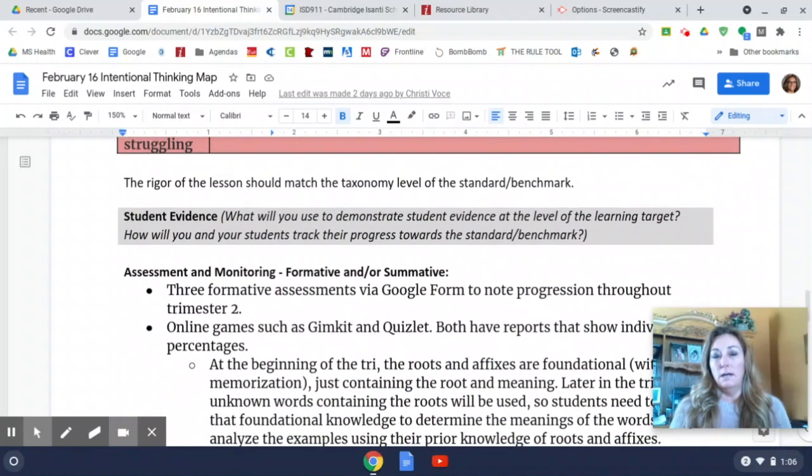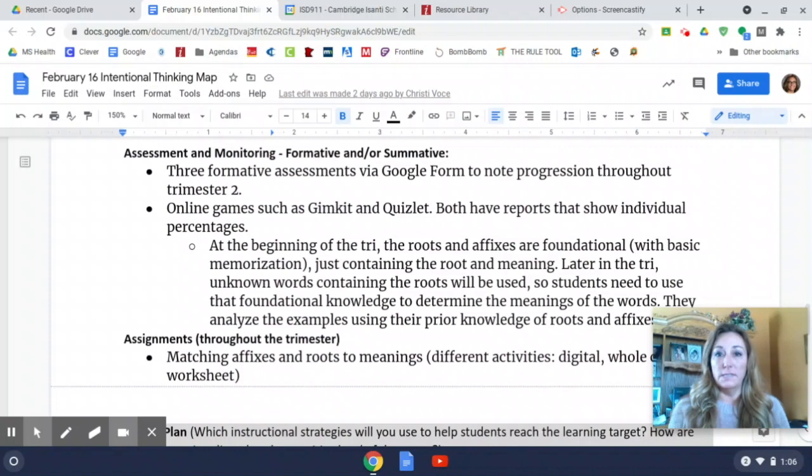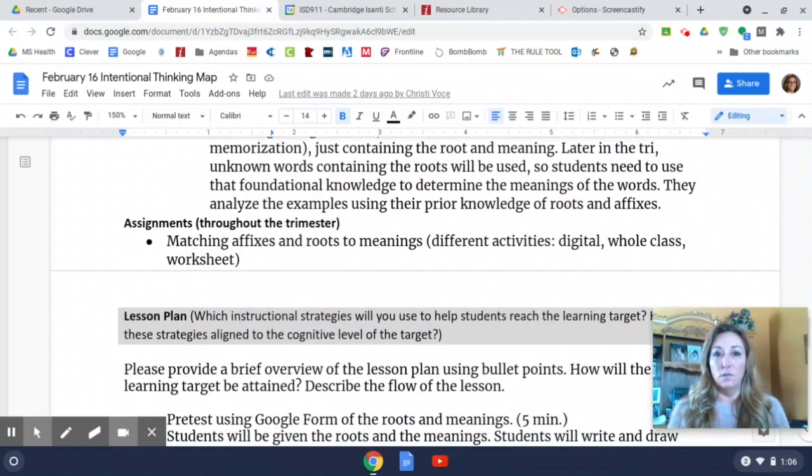Below that, she listed the student evidence: what she was going to do to show what the students had learned during the lesson, what she was going to be looking for, and how she was going to get that done. She was going to do 3 formative assessments through Google Form over a period of time. She was going to use games as practice, but also as formative assessments. And there were going to be different kinds of assignments over time, either digital, whole class, or worksheet, that she was going to grab data from.